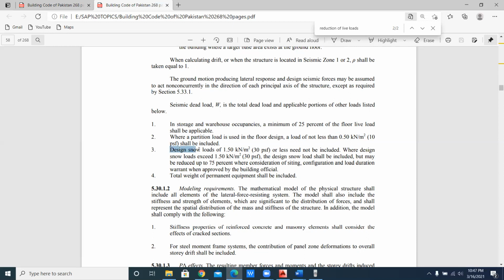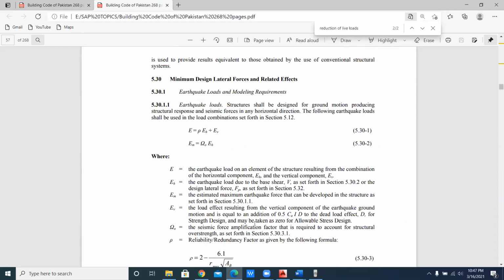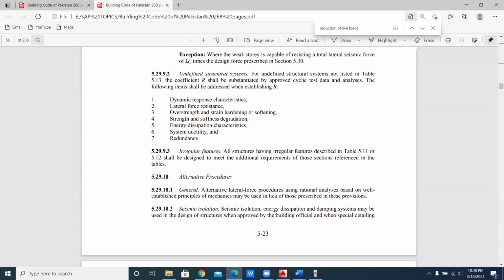Okay, there is snow load here that is 1.50, that is not in our area. But in an area where we have to take the design load, that is 30 psf or less, it does not need to be included. Where the design snow load exceeds 1.50, the design snow load should be included. Suppose there is an area having load less than 1.50, then we will not include it, but having load above 1.50, we will normally give the design load here. Whereas for some other factors, we have to take what our code says.